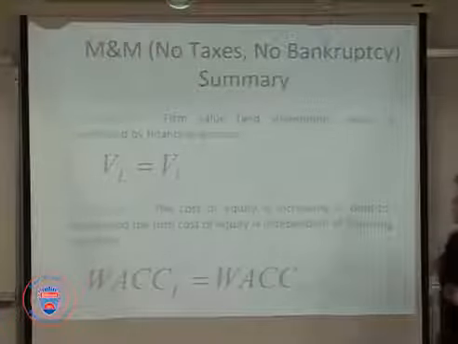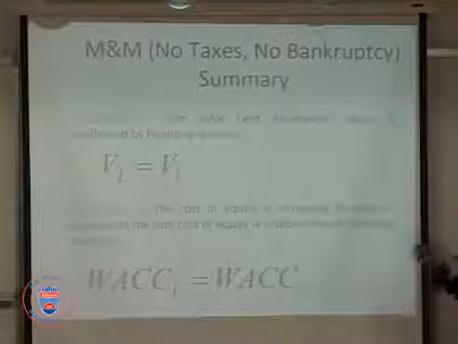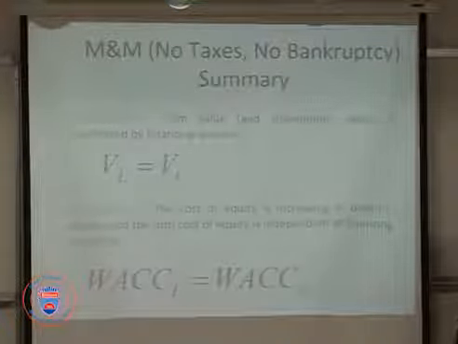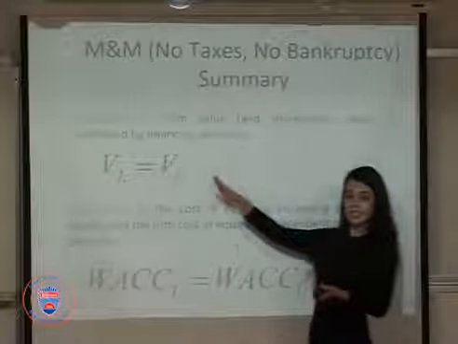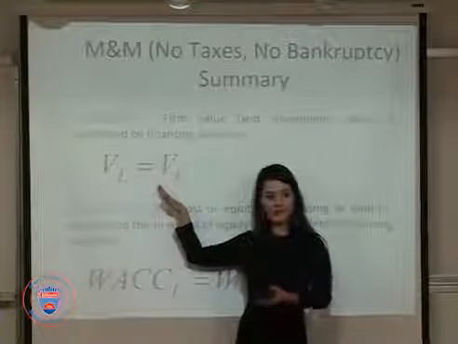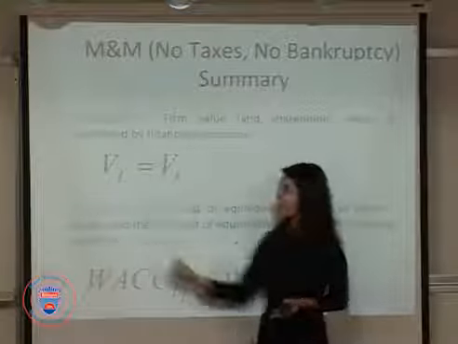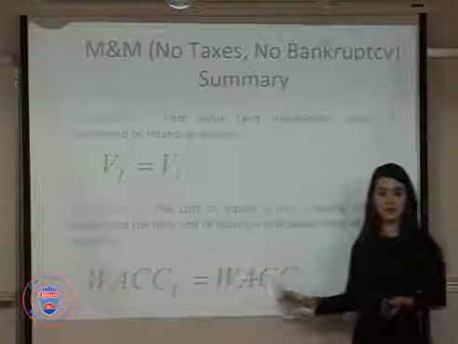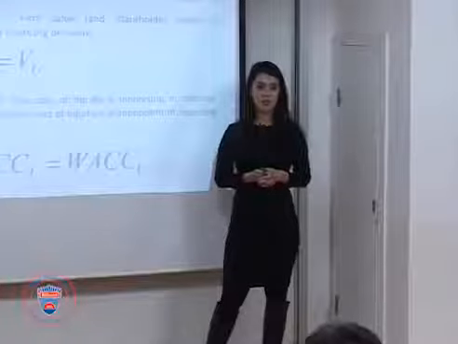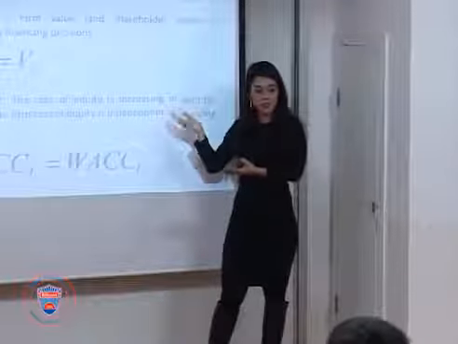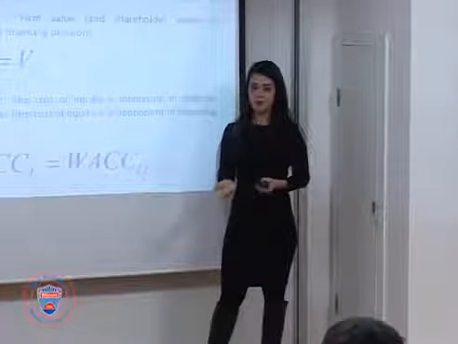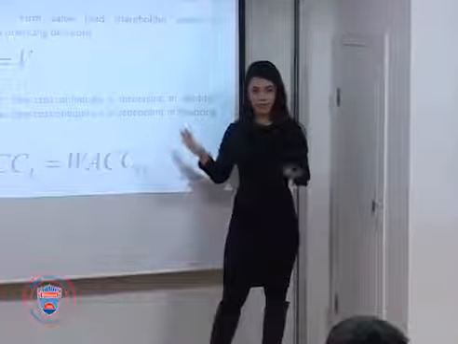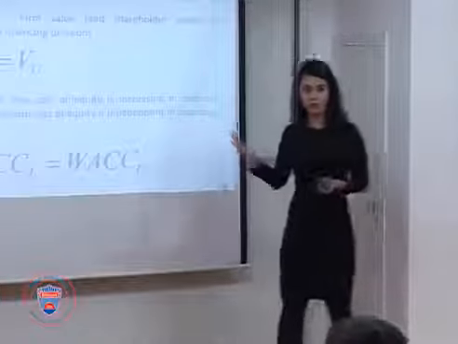Okay, finally, we're done with the basic case. In Modigliani-Miller, where there are no taxes and no bankruptcy, we have two propositions. One, you cannot change the value of the firm by changing capital structure. And proposition 2 says you cannot change the weighted average cost of capital by changing capital structure. So what does it say? Capital structure is irrelevant. Any questions about this? Anything we did? No? No.